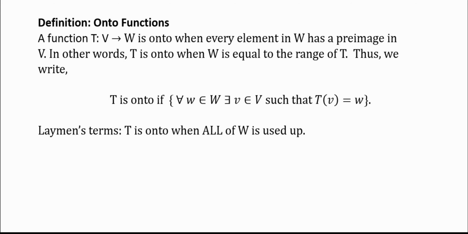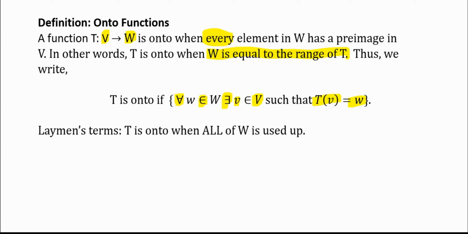Now the definition for onto: a function T that maps from V into W is onto when every element in the so-called range in W, where you're going, has a pre-image over in the domain in V. So in other words, T is onto when W is equal to the range of T. Powerful statement, right? Now we can write it out formally here: T is onto if for all little w vectors that are elements in W, here this codomain, there will exist a vector V in this big vector space capital V, the domain, such that T of V is equal to W.